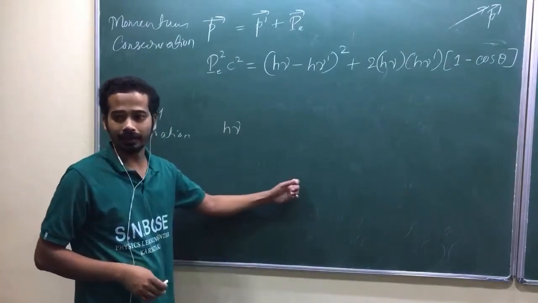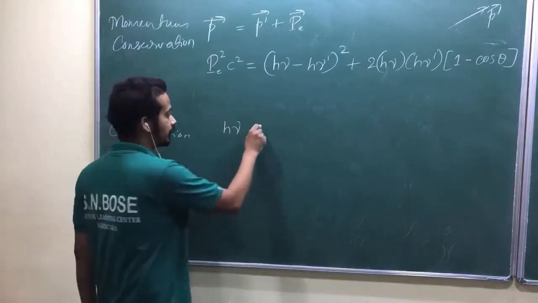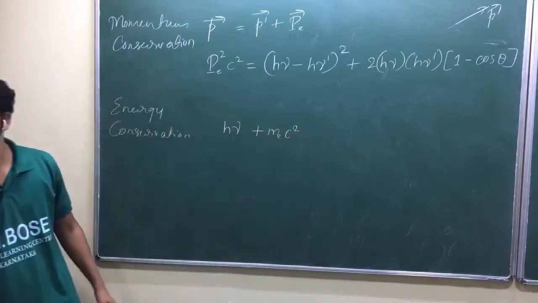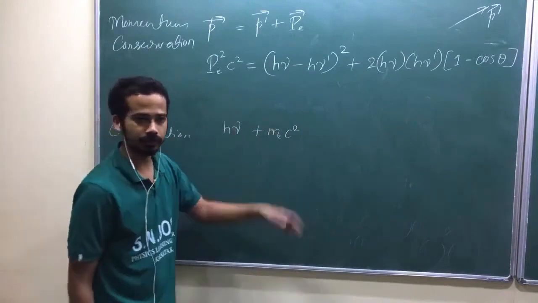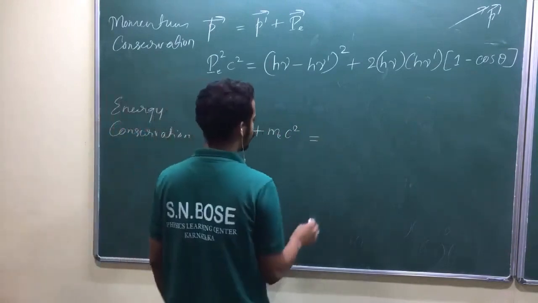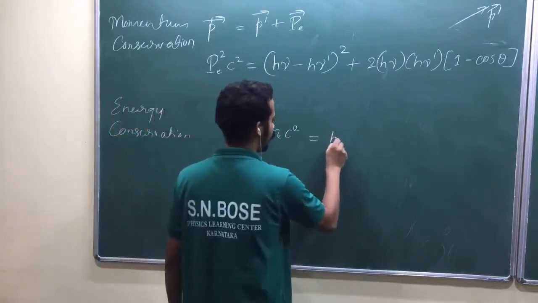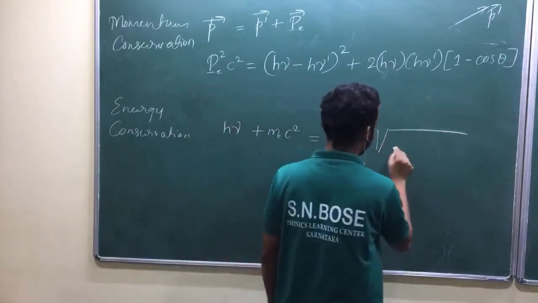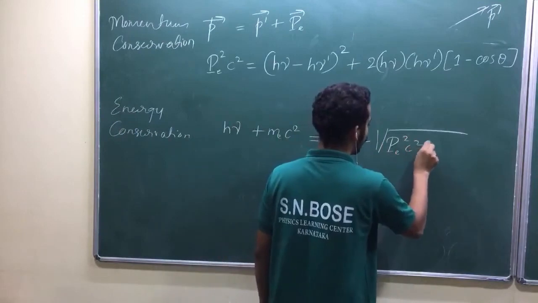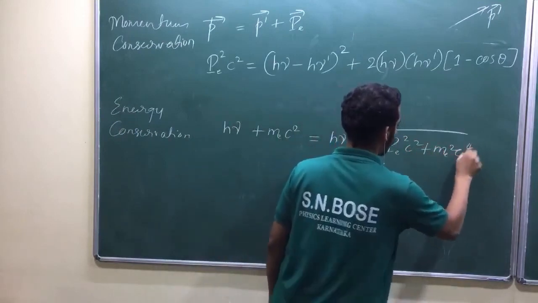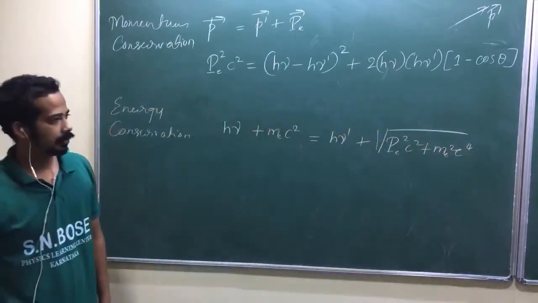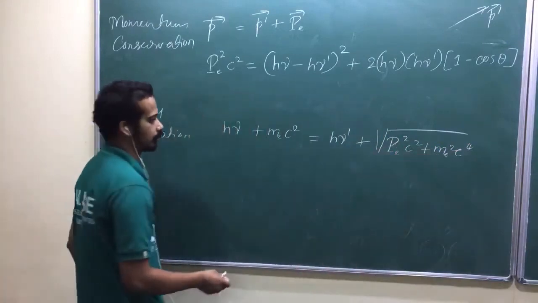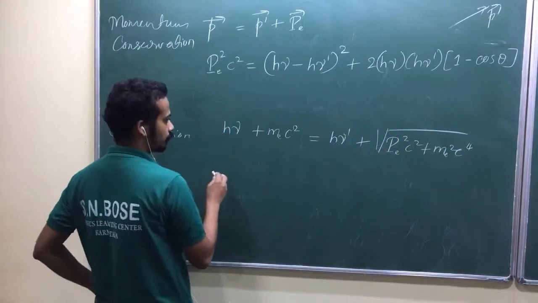But you had an electron before the reaction, at rest, with its rest mass. This is the total energy before the collision. After the collision, the photon energy is h nu prime, and the energy of the electron is Pe square c square plus me square c power 4. Now solve this one for Pe square c square. Solve this whole expression. How to do that?